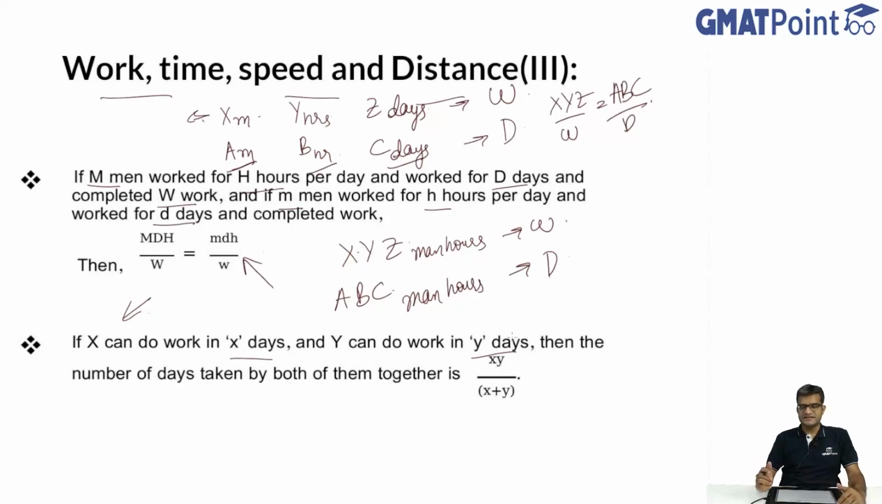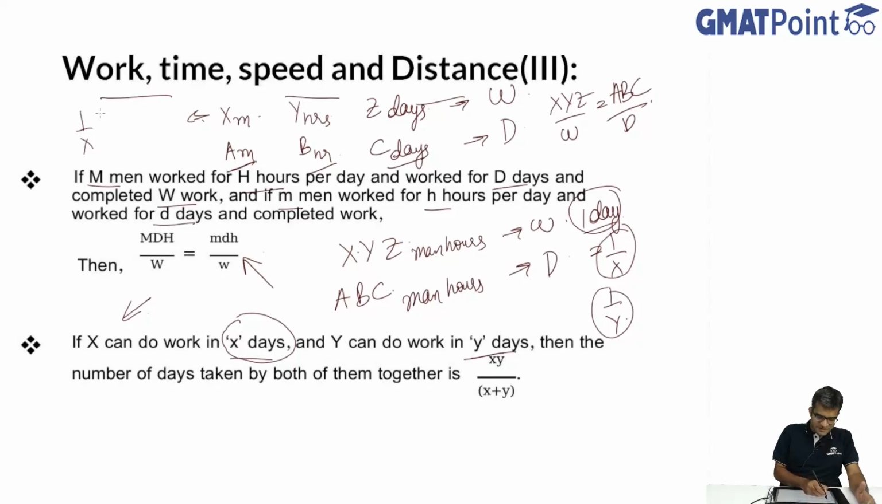The way to understand this is that we have to look at it as the efficiency of people. If somebody is taking X days to finish a job, in one day, the amount of work that will be done by that person will be 1 by X. Similarly, if one person is taking Y days to finish the job, in one day, the amount of work done by that person will be 1 by Y. So in one day, if both of them are working together, the total fraction of the job that will be done will be 1 by X plus 1 by Y.